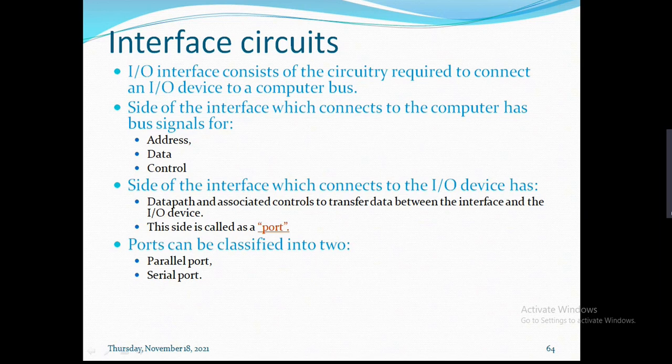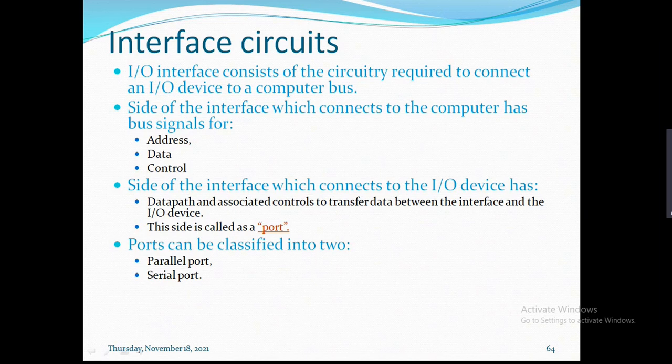Note down. What are the functions of IO interface? It can be asked for 2 marks: explain or write the functions of IO interface. First one, provides storage buffer for at least one word of data. It will support buffer storage.